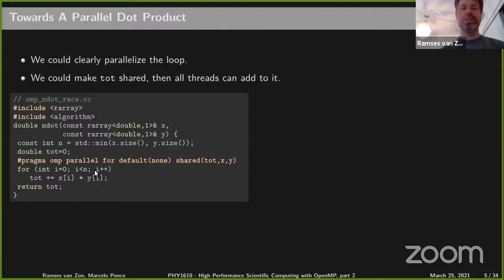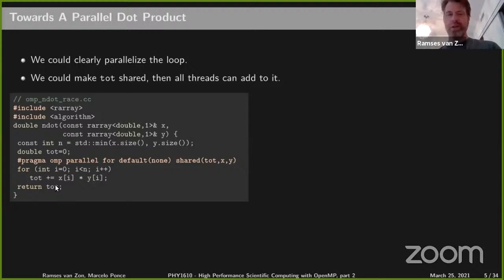Say that there were 16 threads, then whatever n over 16 is, that is roughly how much every thread gets. We like our default none, so we have to have some shared variables. Tot has to be shared because they all have to be writing to the same variable. If it were private, we would not get the answer out at the end because all the private variables disappear when the threads are gone. And x and y have to be accessible. I have a feeling n should probably also be shared, but that might be automatic depending on your compiler.